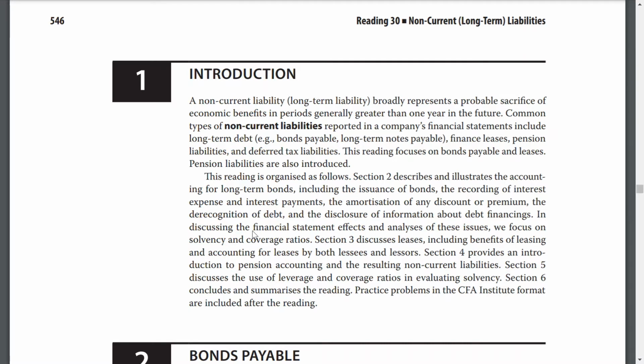Section 3 discusses leases, including benefits of leasing and accounting for leases by both lessees and lessors. Section 4 provides an introduction to pension accounting and the resulting non-current liabilities. Section 5 discusses the use of leverage and coverage ratios in evaluating solvency. Section 6 concludes and summarizes the reading. Practice problems in a CFA Institute format are included after the reading.